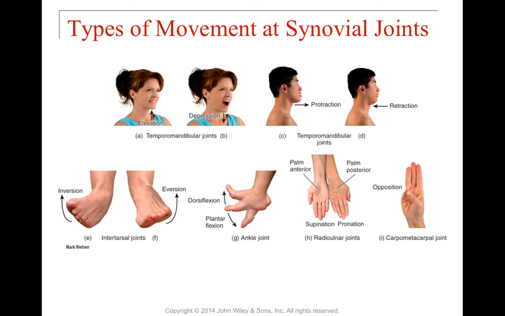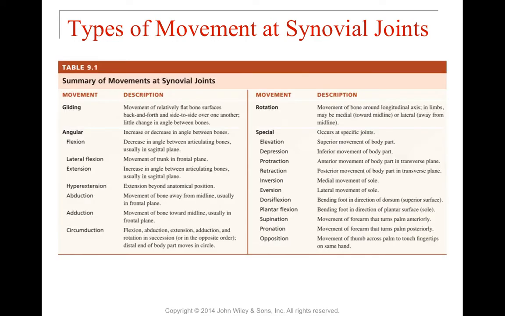Pronation, I apologize. We also have the carpometacarpal joint, which allows us to bring our thumb and our fingers together in opposition. We can do this with any one of our four fingers, and that's in the carpometacarpal joint.